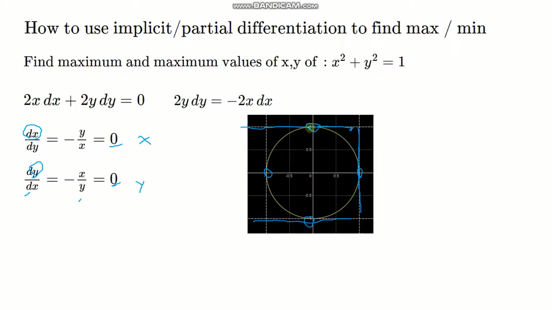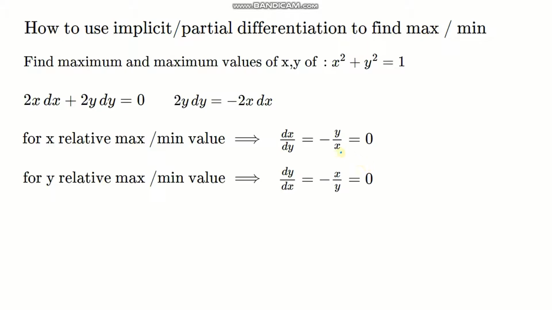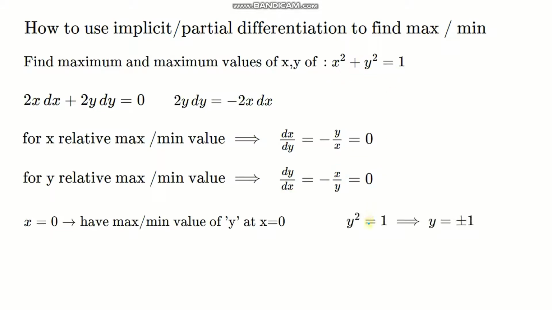So let us first find the maximum and minimum value of y. We need to set negative x over y equals 0. Since it's a fraction, in order to be 0, its numerator x must be 0. So we need x equals 0. When x equals 0, we have maximum or minimum values of y. And that makes sense because when you input x equals 0 in our original equation, x squared plus y squared equals 1, we have only y squared equals 1. And that is y equals plus or minus 1. And that is the desired value we're looking for.